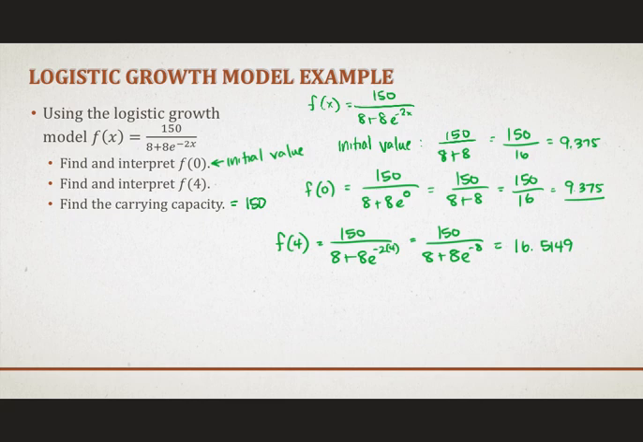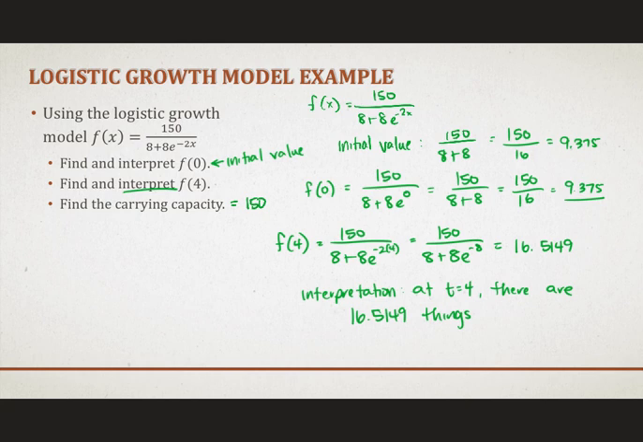What does that mean? I found it, but they want me to interpret it. So the interpretation here means at time 4, whatever that is, we don't know if it's years, decades, or minutes, at time 4, there are 16.5149 things. And they didn't give us any context, so I can't be any more specific than that.